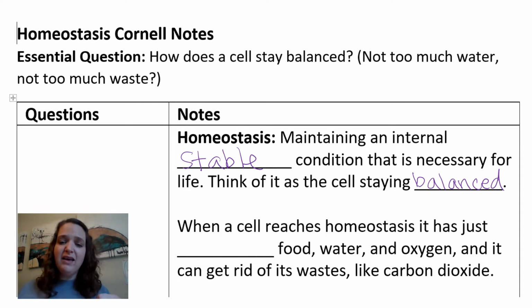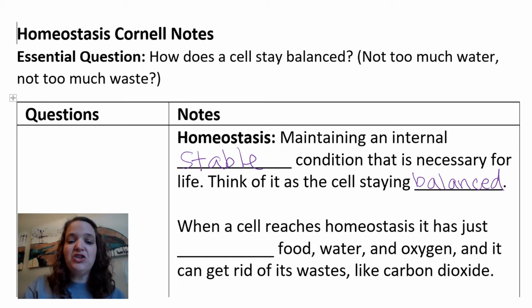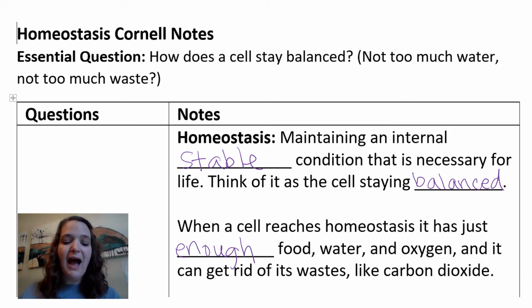An individual cell is going to want to maintain a stable environment as well, so that it stays nice and balanced. And that's what homeostasis is, maintaining a stable, internal, balanced environment. So when a cell reaches homeostasis, it has just enough food, water, oxygen, and it can get rid of its waste, like carbon dioxide.